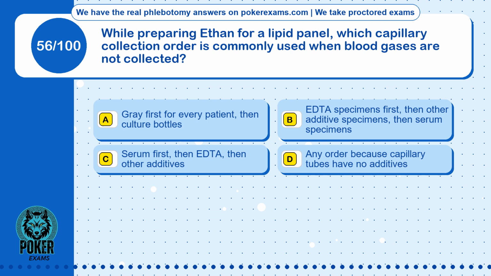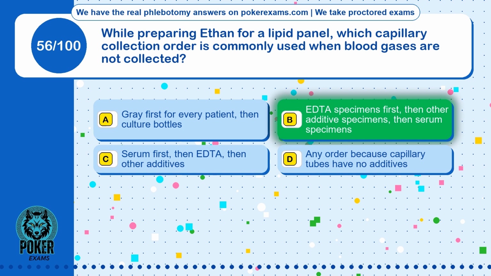Question 56. While preparing Ethan for a lipid panel, which capillary collection order is commonly used when blood gases are not collected? Option A, gray first for every patient, then culture bottles. Option B, EDTA specimens first, then other additive specimens, then serum specimens. Option C, serum first, then EDTA, then other additives. Option D. Any order because capillary tubes have no additives.